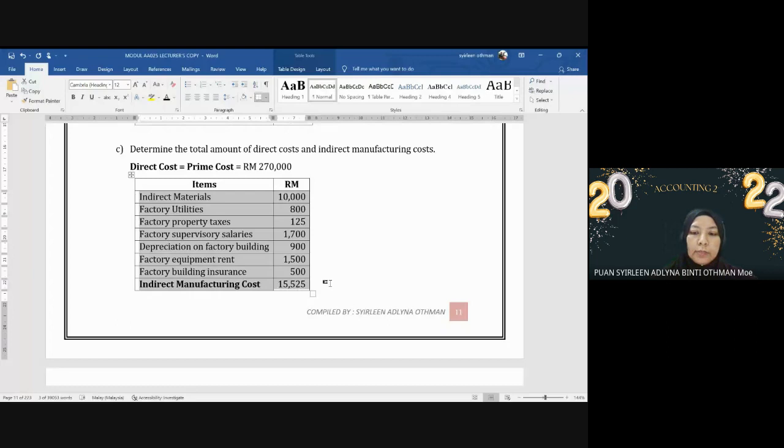Sampai sini ada apa-apa nak tanya? You have anything to ask me? Ada soalan? Tak ada? Okay. Ada 104 orang saja. Later after the class, I'll share you the link for the attendance. Alright, so we are done with the calculations for the costing.